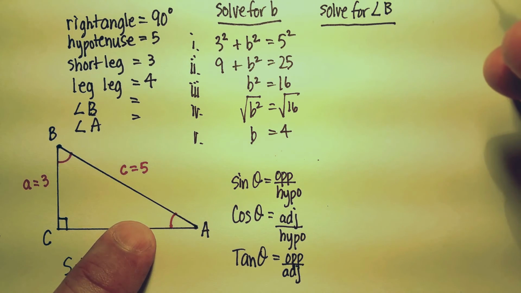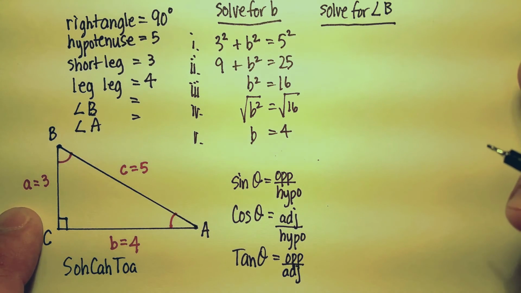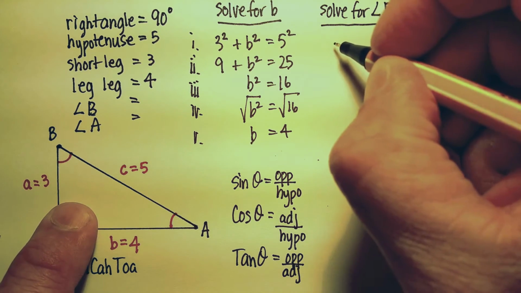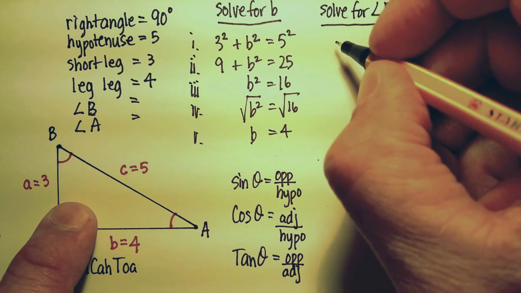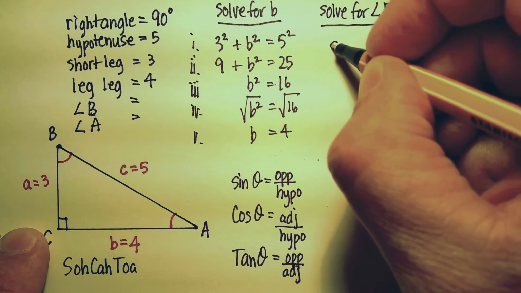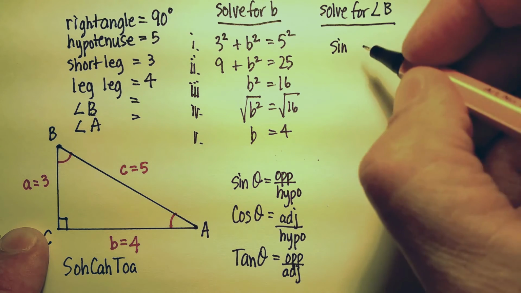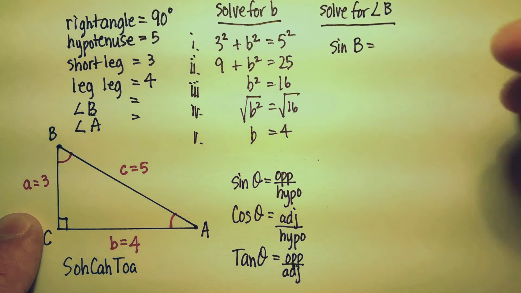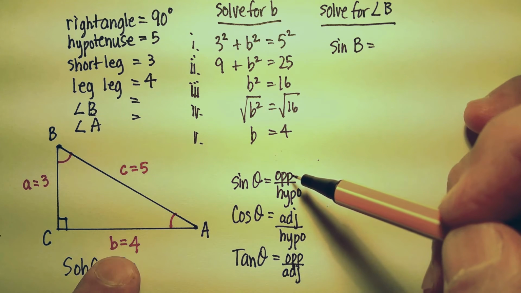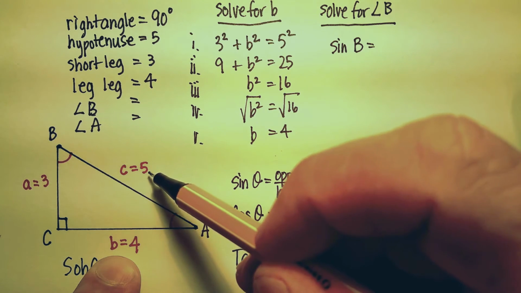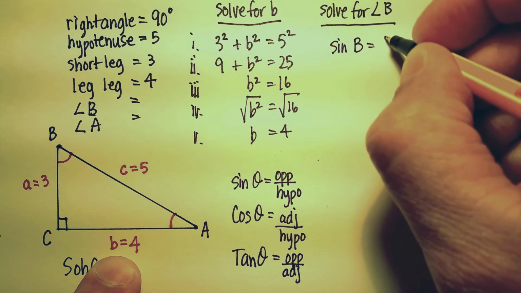Now, I happen to know all of my sides here, so I should be able to figure out both of these angles. So let's just pick one, okay? To solve for B, let's choose the sine. The sine of B is equal to the opposite side over the hypotenuse. In this case, it would be 4 over 5.